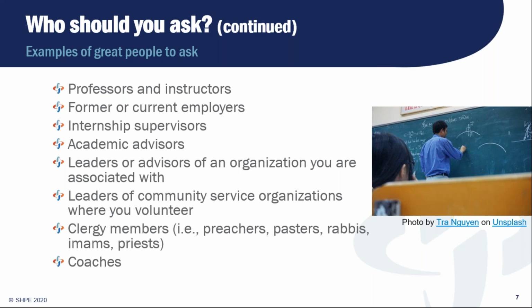So if you've been very active in SHPE, your SHPE advisor might be another appropriate person to ask for a letter. You also might consider leaders of community service organizations where you volunteered, or clergy members, or even coaches that you've had in the past, for all different types of either sports or competitions.